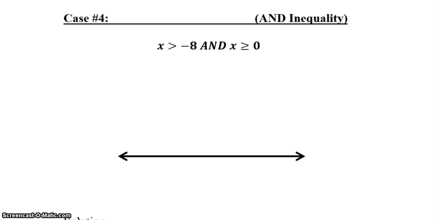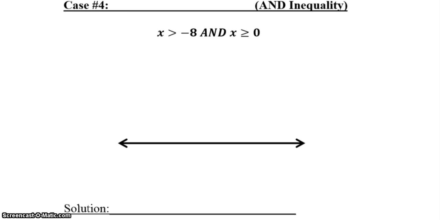And our last special case with compound inequalities is x is greater than -8 and x is greater than or equal to 0. If x is greater than -8, it would look like this. If x is greater than or equal to 0, it would look like this.